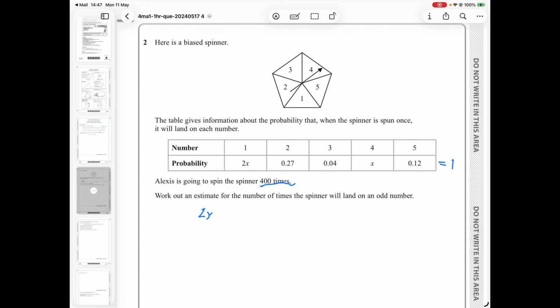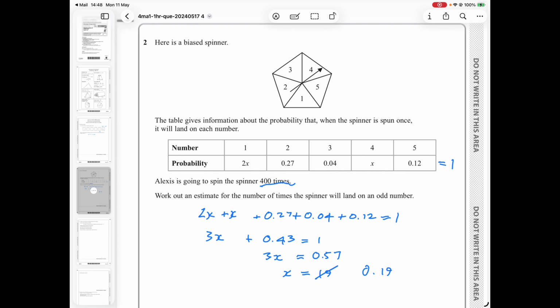So we know that 2x plus x and then plus 0.27 plus 0.04 plus 0.12 equals 1. So 3x plus 0.43 equals 1. So that means 3x equals 1 minus 0.43, which is 0.57. And then that means that x equals 0.19.